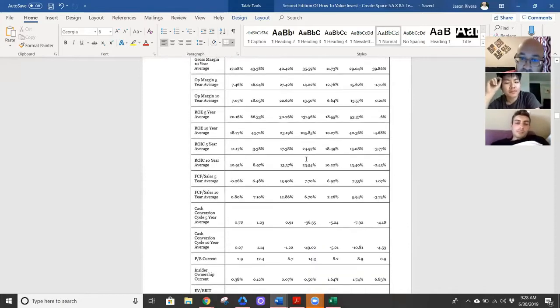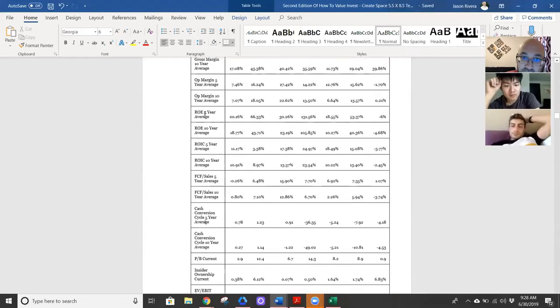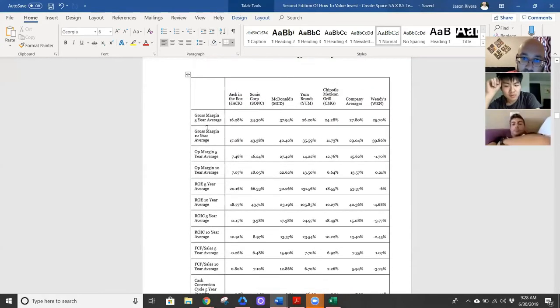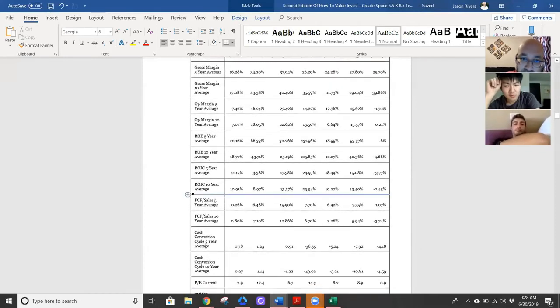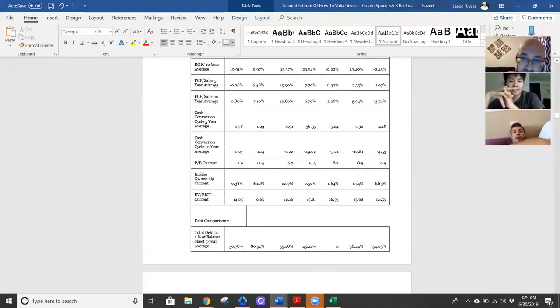But the reason I do this, again, ROIC, ROE, I don't really use ROE anymore. I don't really use gross margin anymore, so these would be gone, but operating margin would still be there, ROIC, FCF sales, cash conversion cycle. Most of the rest of these would still be here.